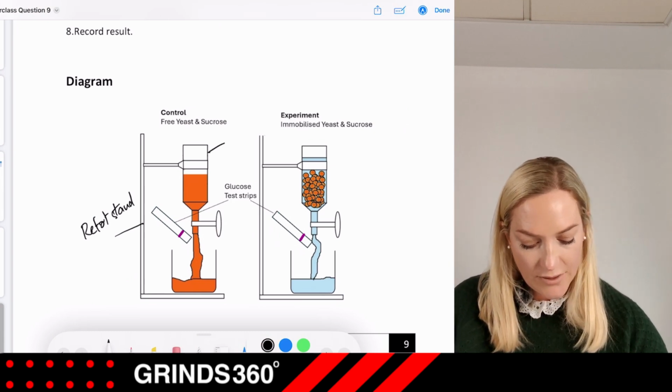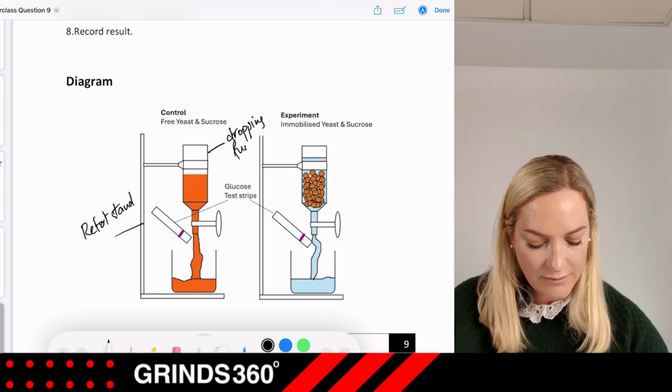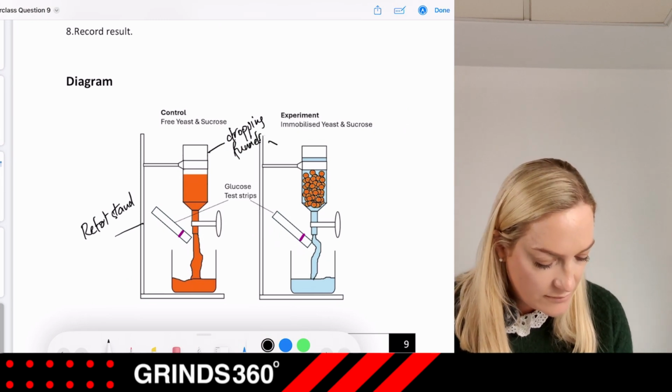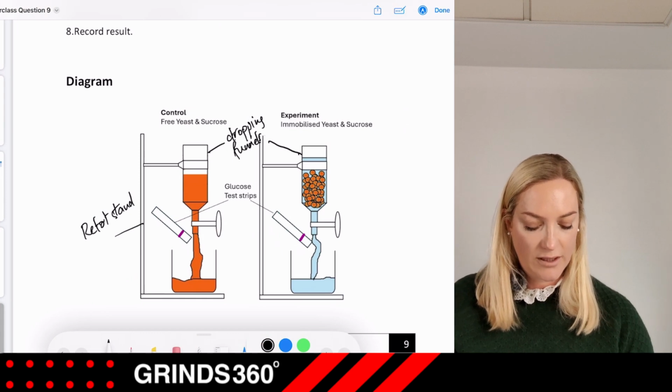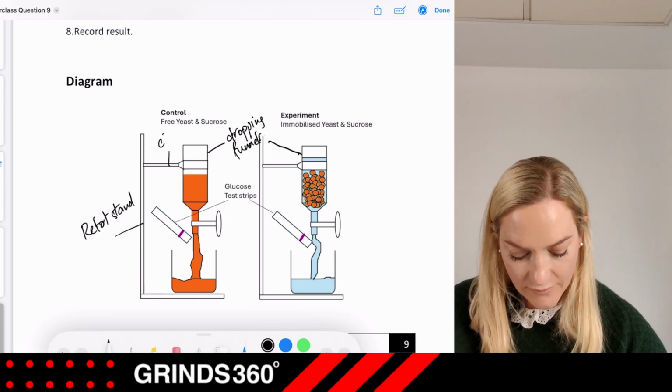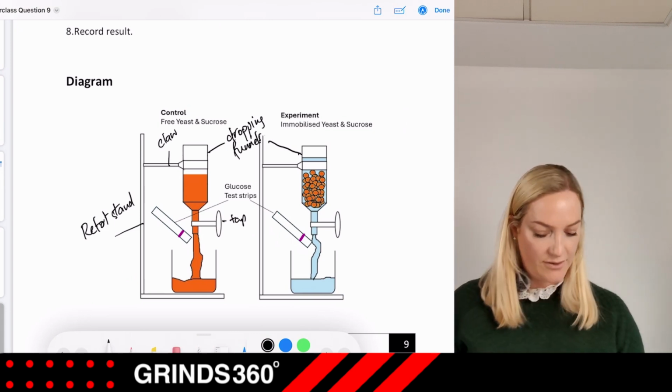You have your dropping funnels. Again, not labeled, please label. And this is your clamp of your tap. And I've labeled glucose test strips.